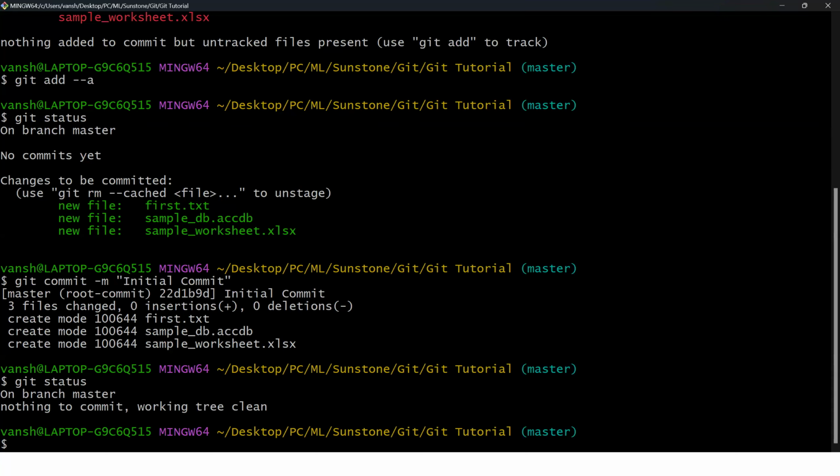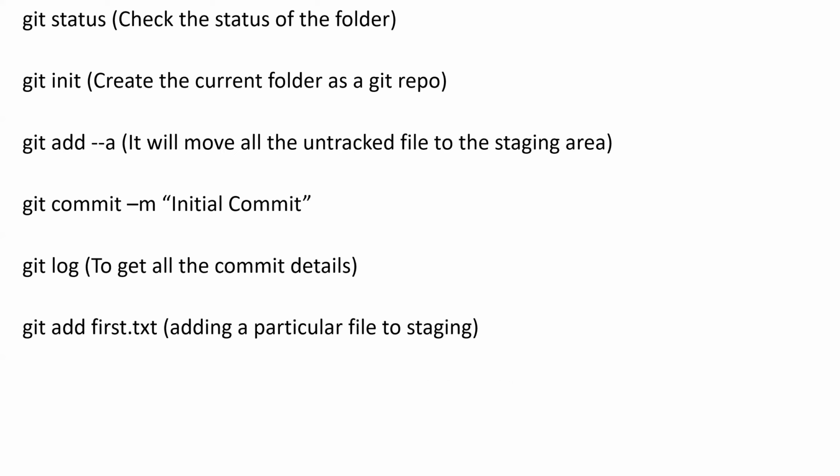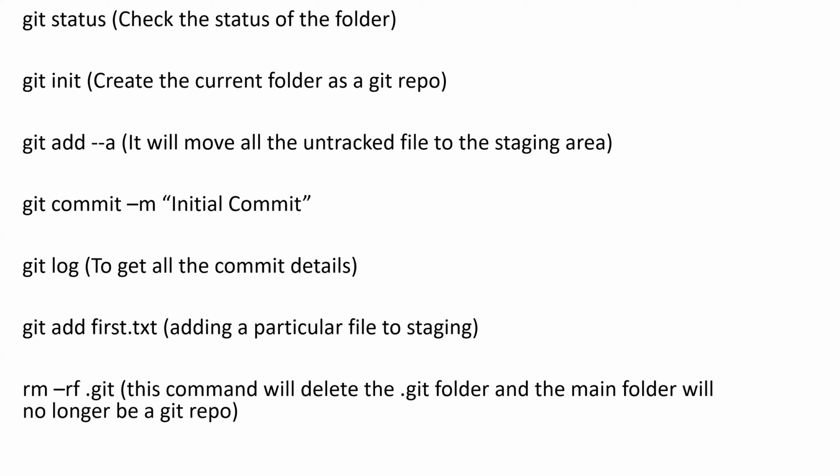Now we will do some more things from here, but before that, we have to understand a couple of more things. These are the commands that we used yesterday. Now, suppose I don't want that particular folder to remain a Git repo. I just want to make it an ordinary folder. I don't want it to be a Git folder. So you can actually remove that particular Git folder.